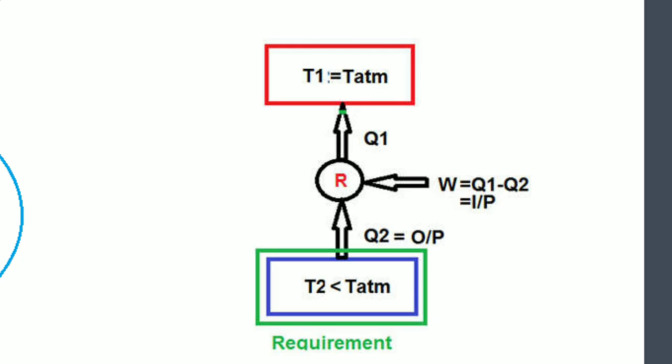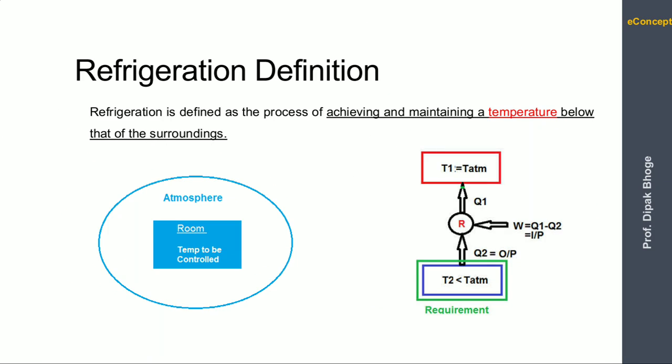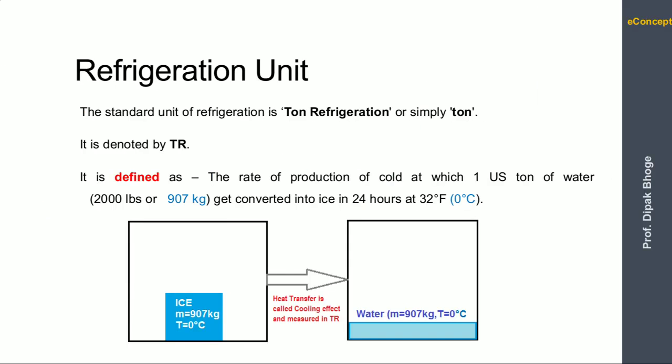For doing so, Q2 amount of heat is taken out from this closed space, and that will be rejected into the atmosphere. So for this purpose, some W amount of work is provided to operate this machine. So this is called a refrigeration system. Now this refrigeration system or its cooling effect is measured in terms of ton of refrigeration, or simply it is called a ton, and it is denoted by the letters TR.